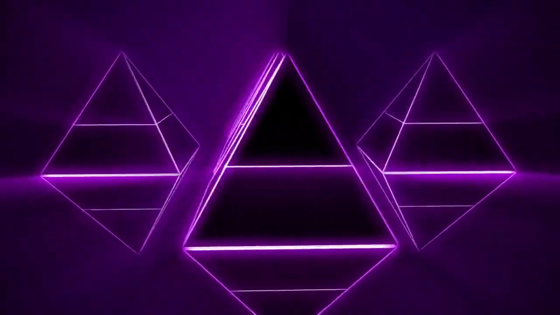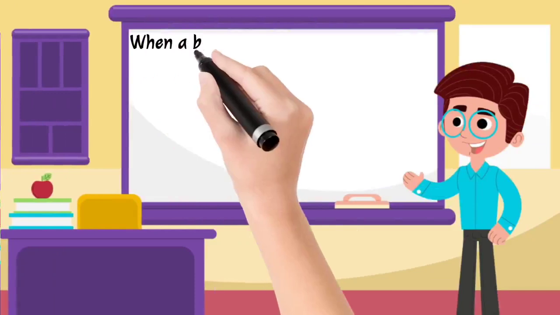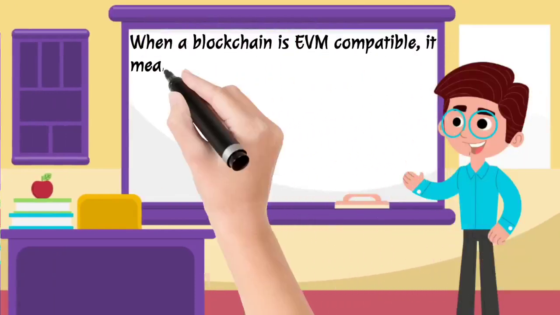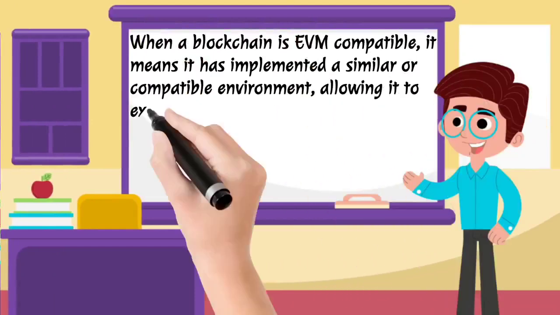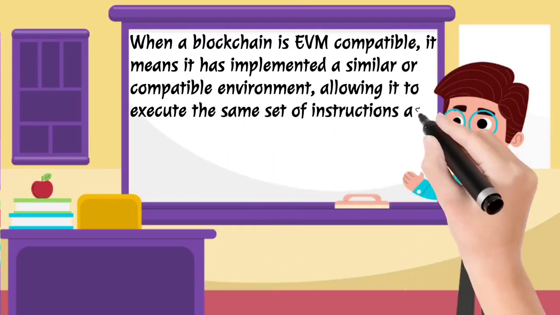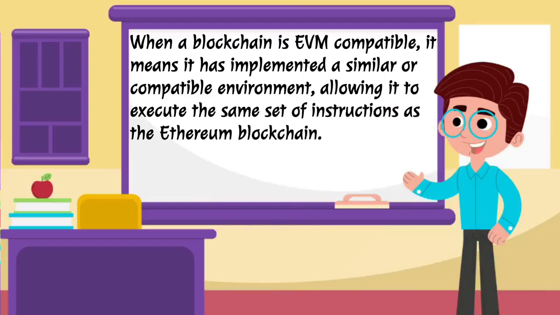The Ethereum Virtual Machine, EVM, is a runtime environment that enables the execution of smart contracts on the Ethereum blockchain. So when a blockchain is EVM compatible, it means it has implemented a similar or compatible environment, allowing it to execute the same set of instructions as the Ethereum blockchain. This is basically it.